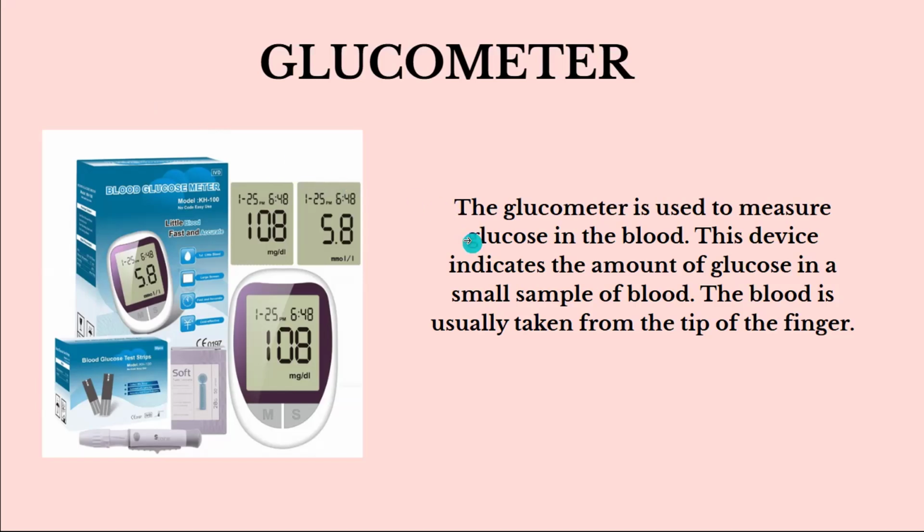Okay, what is a glucometer? A glucometer is used to measure glucose, obviously, in the blood. This device indicates the amount of glucose in a small sample of blood. The blood is usually taken from the tip of the finger.